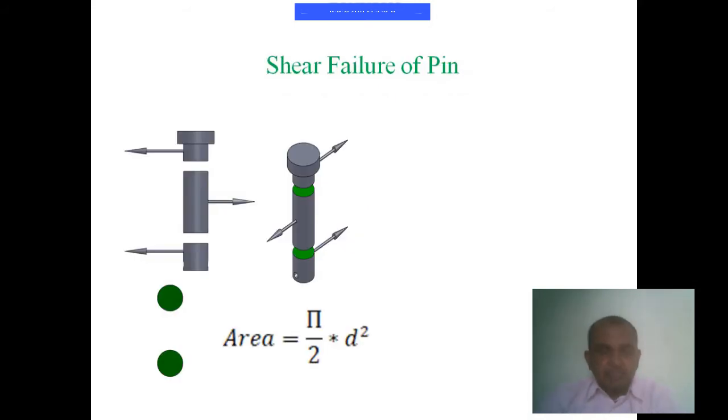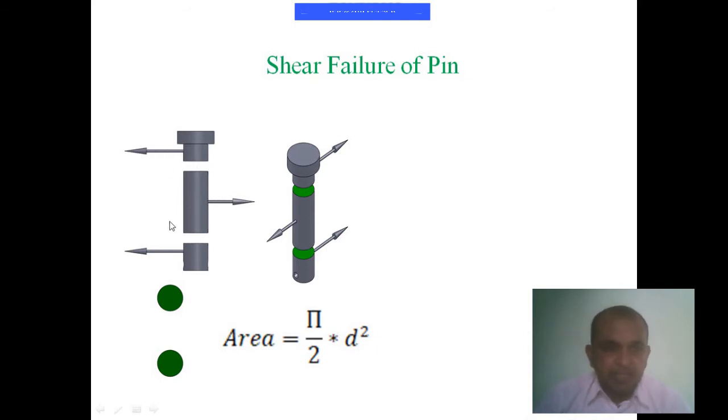Then we come to how to design the pin. When you apply the forces on the knuckle joint, the pin is present between the eye and the fork, and it can fail due to shear as well as bend due to bending. Initially, shear failure occurs in the pin. The middle portion of the pin is present in the eye, and the outer part of the pin is present in the fork. So what will happen?